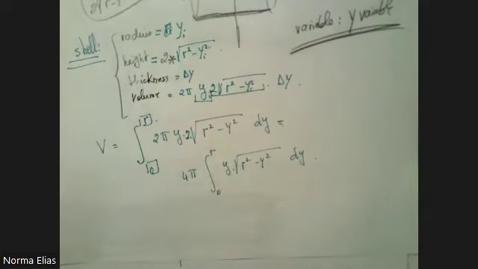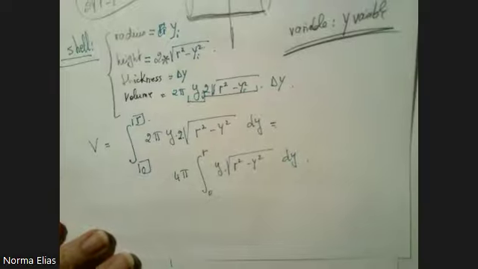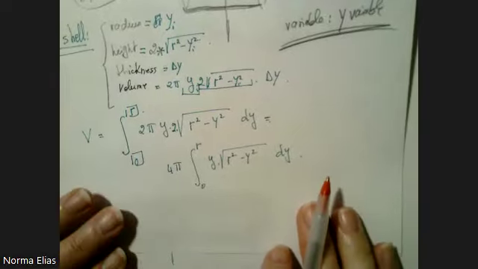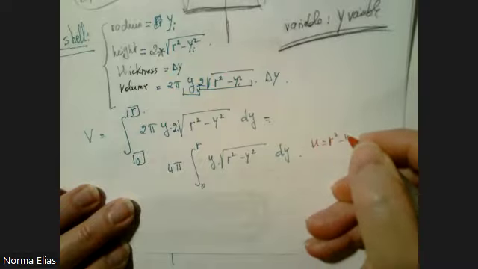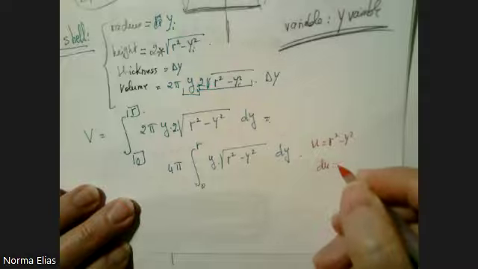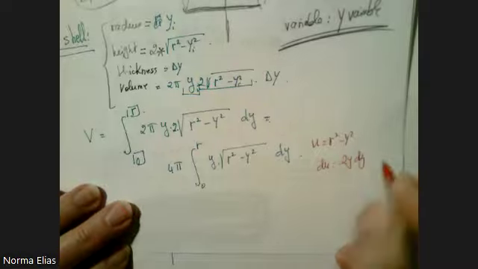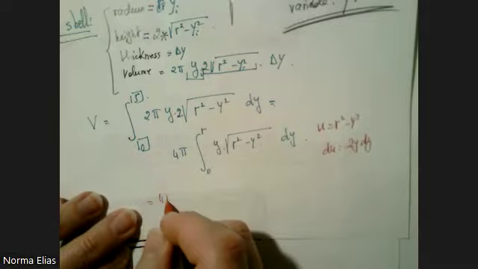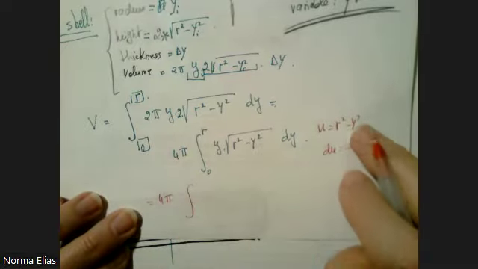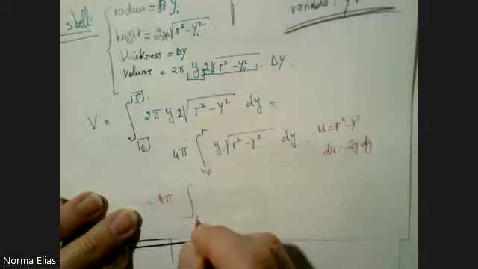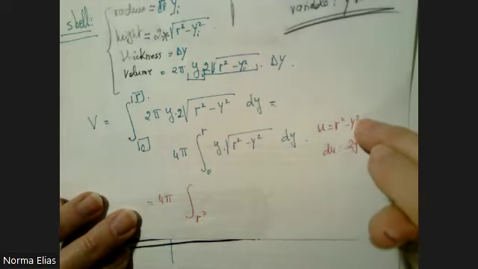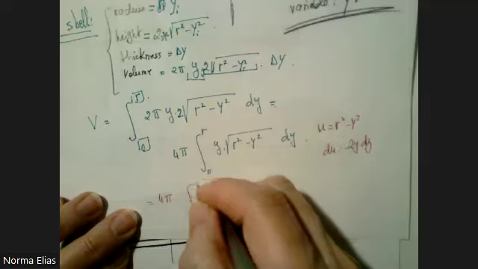How would you solve this integral? Very quickly, before you start the quiz. Substitution. You have no other way out. Let u equal r squared minus y squared, so du is minus 2y dy. So it's not really hard. If y is 0, u is r squared. If y is r, u is 0.